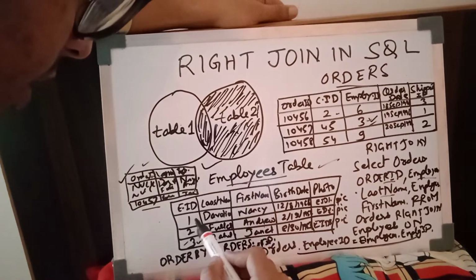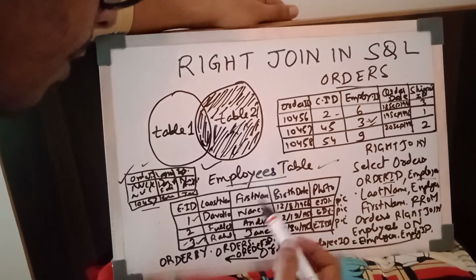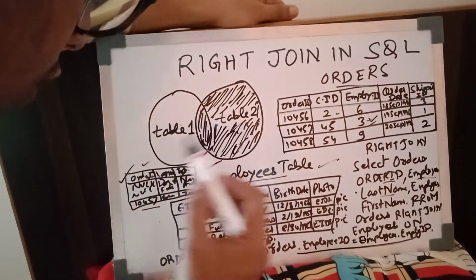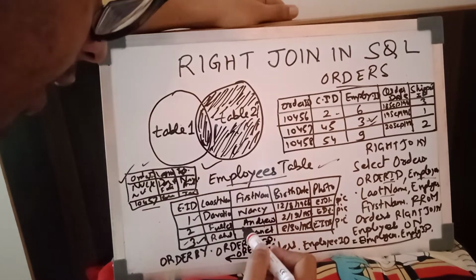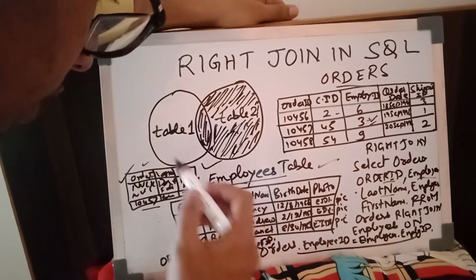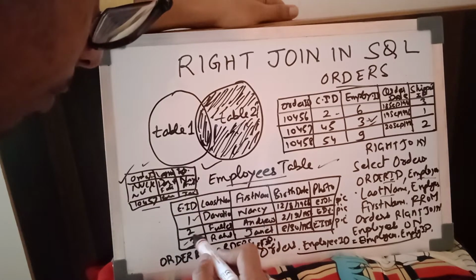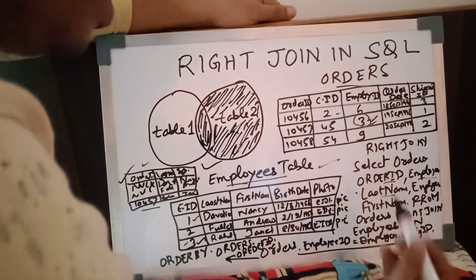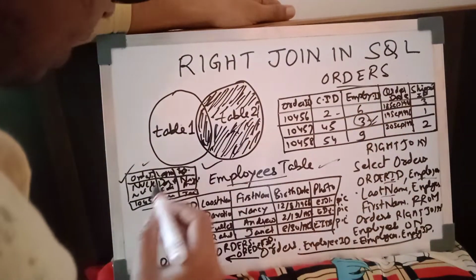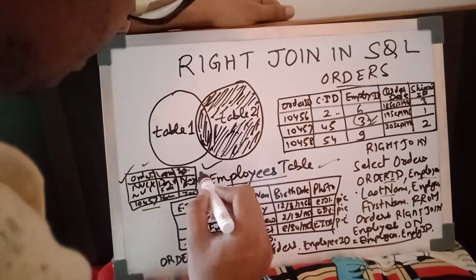So for Davidson, Nancy, since there is no corresponding matching employee ID in the orders table, the order ID value would be null. In the case of Fuller, Andrews, the order ID would be null, and in the case of Rahul, Janet, since the employee ID is 3, which is present in the orders table, the corresponding order ID would be displayed, that is 10457. So the output which would be displayed would be this.